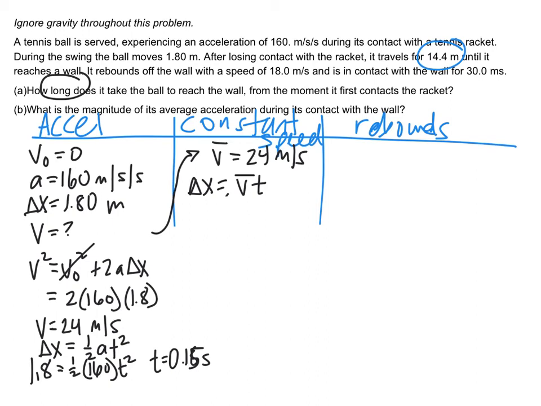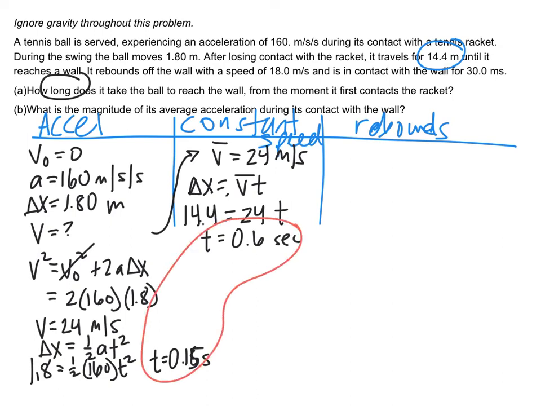What I do know is that it travels 14.4 meters. So 14.4 is equal to 24t, and I can solve for my time. This is 0.6 seconds. So now I actually can answer the first part of the question, because these are the 2 times that I would add together to say how long it takes the ball to reach the wall from when it first contacts the racket, before it's accelerated, to when it hits the wall. So that total is 0.75 seconds.